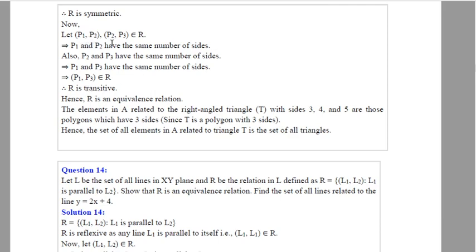Now (P1, P2) and (P2, P3) belong to R. So P1 and P2 have the same number of sides, and also P2 and P3. This means P1 and P3 have the same number of sides. So R is transitive.